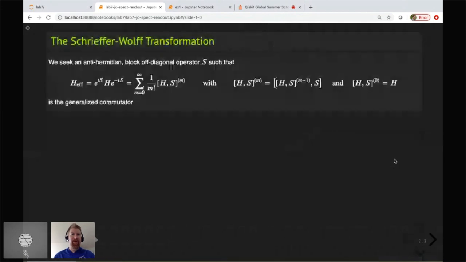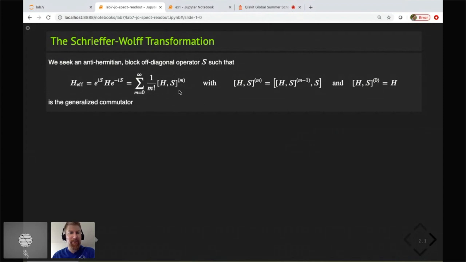So moving on, the operator we use for this block diagonalization takes the form of this block off-diagonal operator S, which is also anti-Hermitian, and will block diagonalize the Hamiltonian we're given. It could be any Hamiltonian with a weak perturbation, but this will be our Jaynes-Cummings Hamiltonian in this example, and you can derive an effective Hamiltonian by performing this transformation. And then we can use the, I think it's called the Baker-Hausdorff-Campbell formula, in order to write this expression in terms of a series of generalized commutators.